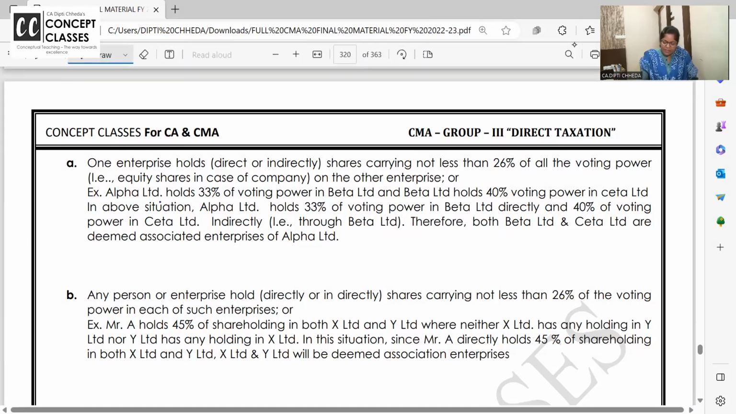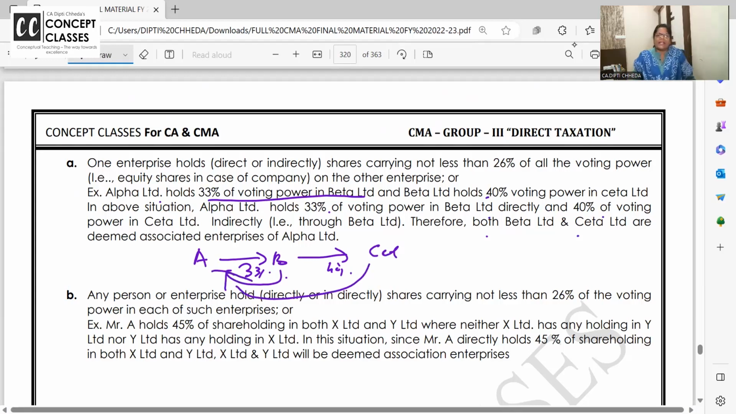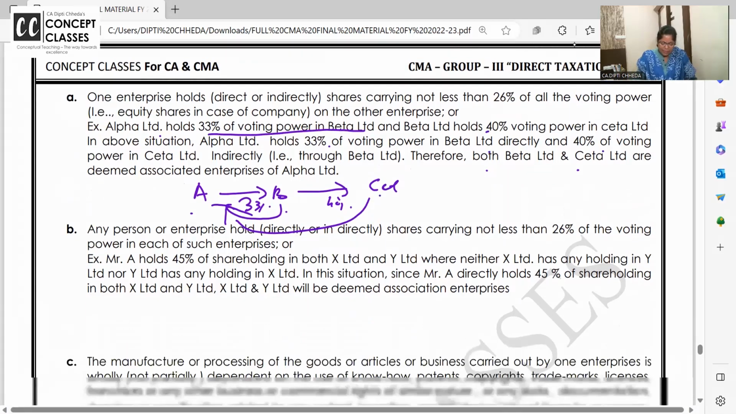Alpha Limited is holding 33% shares in Beta Limited. Beta Limited is holding 40% shares in Zeta Limited. So Alpha is holding 33% in Beta and, through Beta, 40% shares in Zeta. Therefore, B and C are deemed associate enterprises of A. C and A are also connected through B.